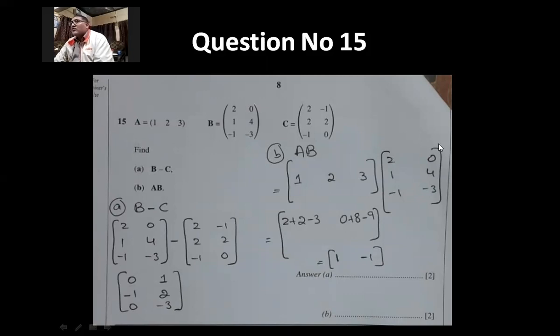Now the first row will multiply with the second column, so the answer will come on this location. So 1 multiplied by 0 will be 0, 2 multiplied by 4 will be 8, 3 multiplied by minus 3 will be minus 9. So 2 plus 2 is 4, 4 minus 3 will be 1, 0 plus 8 is 8, 8 minus 9 will be minus 1. So your answer will be 1, minus 1.